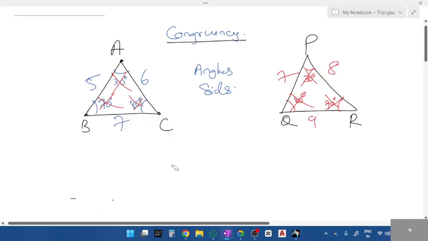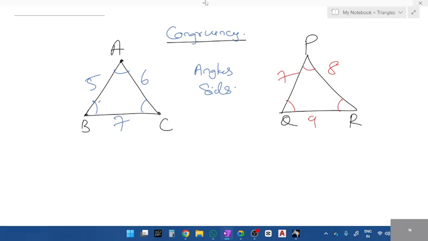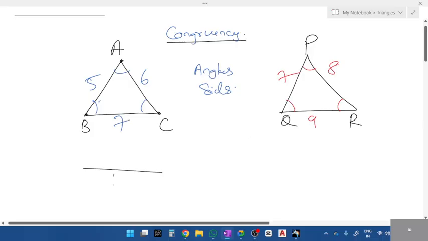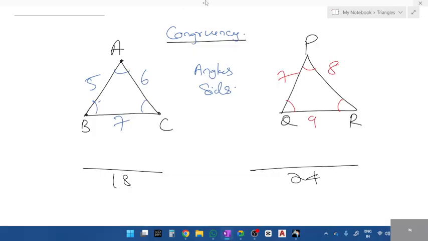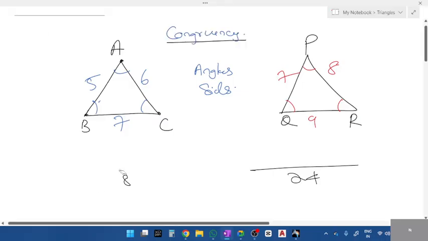This is how we compare triangles in terms of two things, angle and side value. Okay, angle and side value. Now, are these two triangles equal? Do you think they're equal? Are they equal, students? 18 and 24. No, not equal. They are not equal.